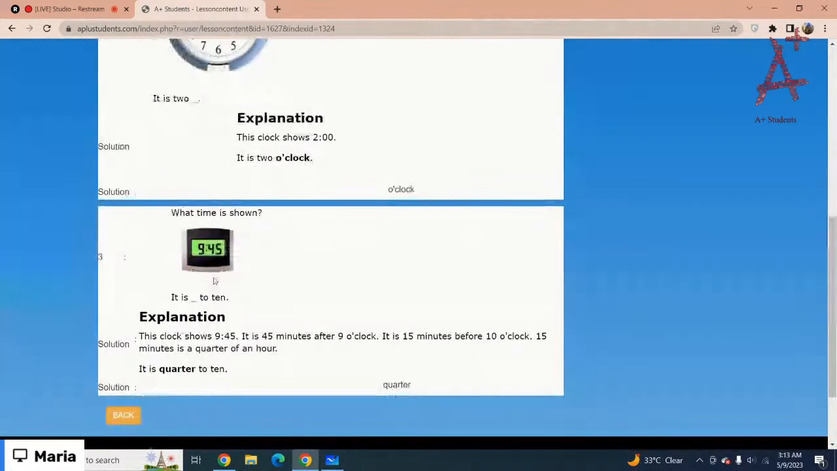Okay, what time is shown? Here you have a digital clock. You can see the clock shows 9:45. So it means it is 45 minutes after 9 o'clock, and you have just 15 minutes to 10 o'clock. So you can say it is quarter to 10. Basically 15 minutes is one fourth of an hour, because in 1 hour you have 60 minutes. So let me just write it down.